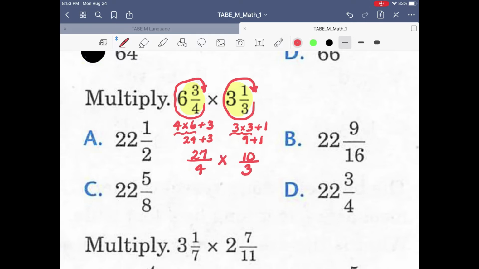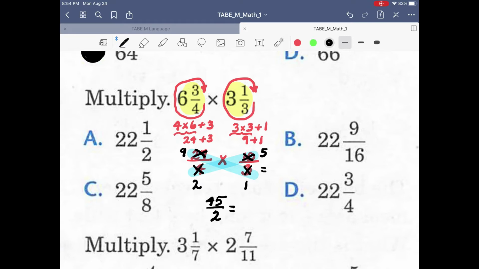And we are multiplying, so we can cancel. We can cancel this way and the other way. 4 into itself, we can't do it by 4, we have to do it by 2, sorry. 2 into 4 is 2. 2 into 10 is 5. And then let's look this direction. I can do this one by 3. 3 into 3 is 1. 3 into 27 is 9. So then I end up with 9 times 5, that's 45, and a 2 on the bottom.